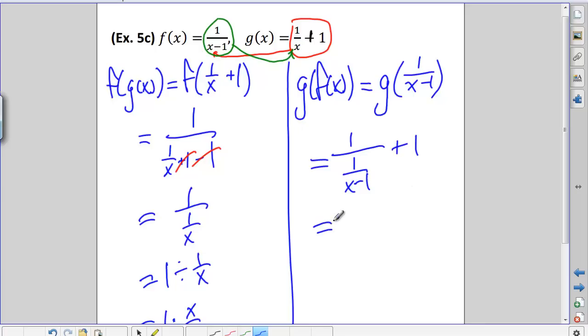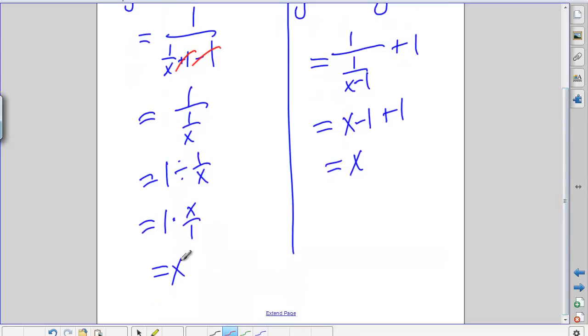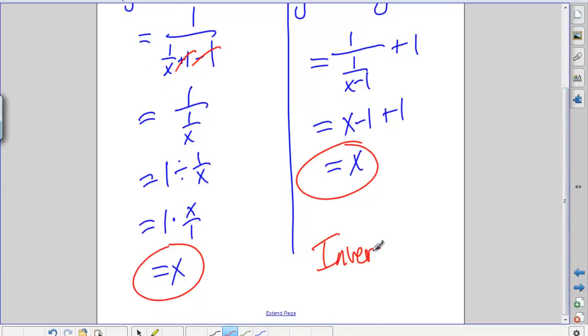Again, just like over here, we had 1 over x, which was basically just like a reciprocal twice. That's what this is. So this fraction is the same as x minus 1. And then, of course, minus 1 plus 1, we just get x. So that's that one. Again, showing that in both cases, we do get just a single x. So those are inverses. Okay.